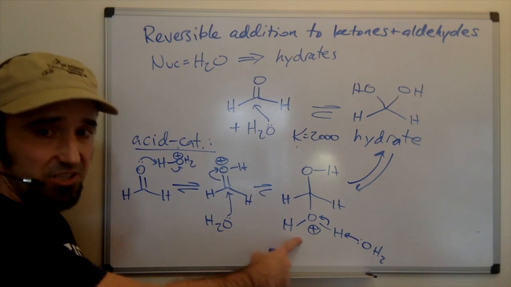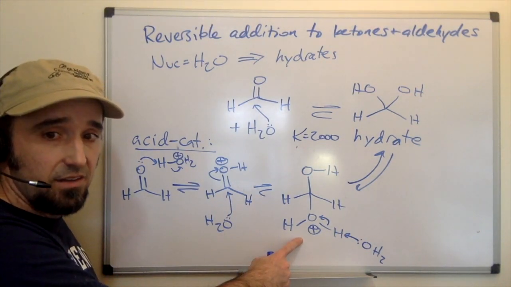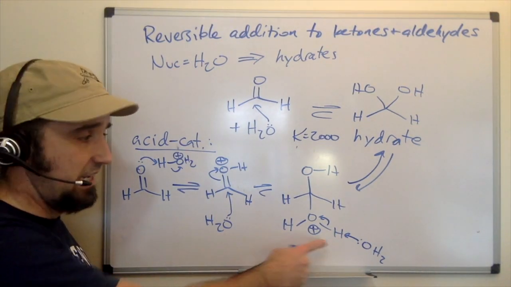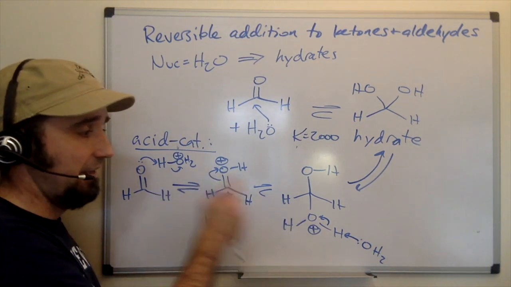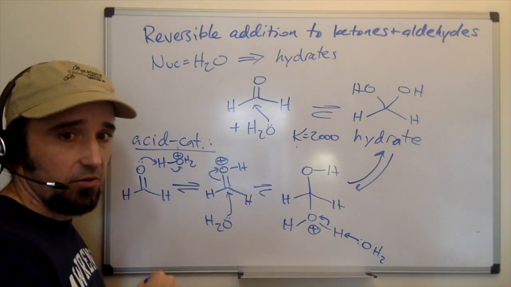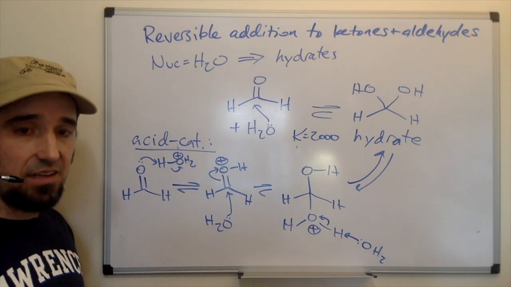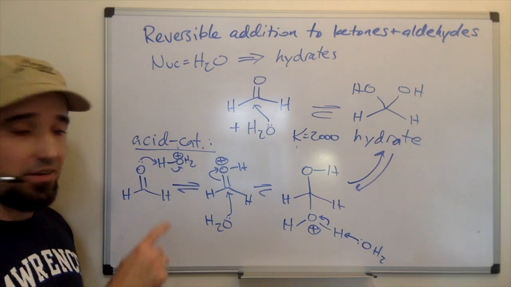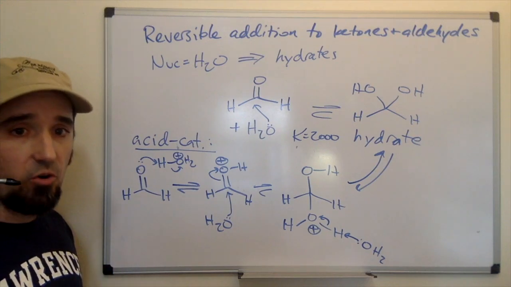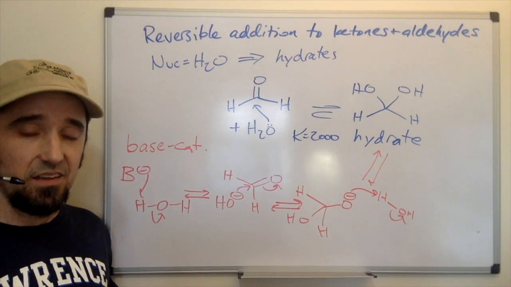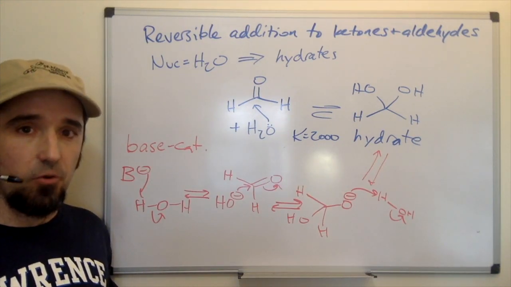This is just the conjugate acid of a hydrate, and so water can come in and take its proton back, right? Catalytic acid, and I end up at the hydrate. So that's how acid catalysis works. Again, acid catalysis makes the electrophile, formaldehyde, more electrophilic. Under basic catalysis, the nucleophile gets made more nucleophilic.